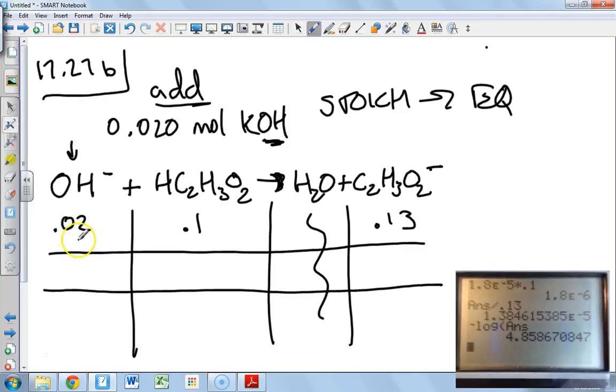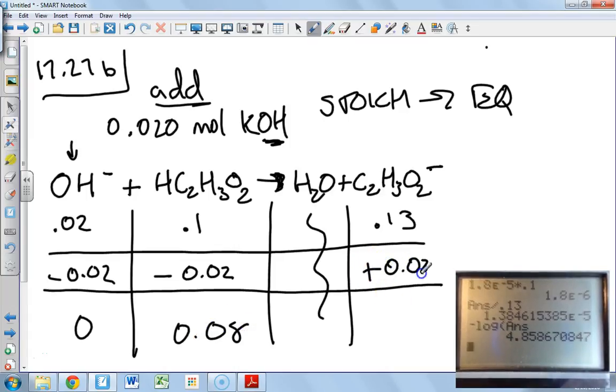It's not an equilibrium problem, so we have reactants and products. That's why we know the acid reacts with the base. If we have a strong base, it's going to react with the acid. So this is our limiting reactant. By definition, the limiting reactant gets used all up, so that's going to be 0. And this is going to be minus 0.20, and so now that's 0.08. And now this is going to be plus 0.02, and so that's 0.15.